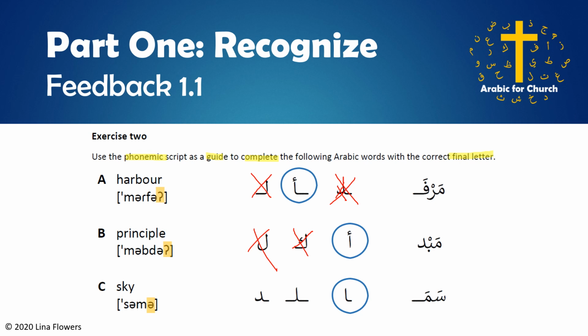So my name, for example, I can write it in cursive, Lina. Excuse my writing. That's cursive. I could write it in print.